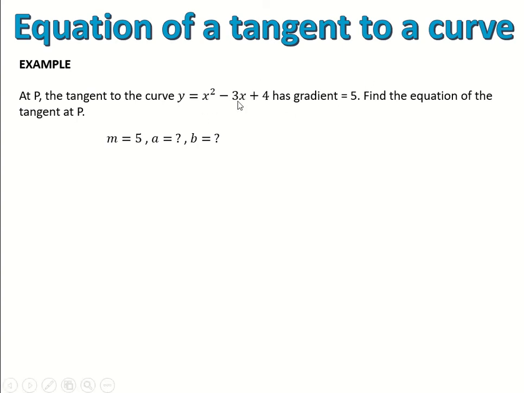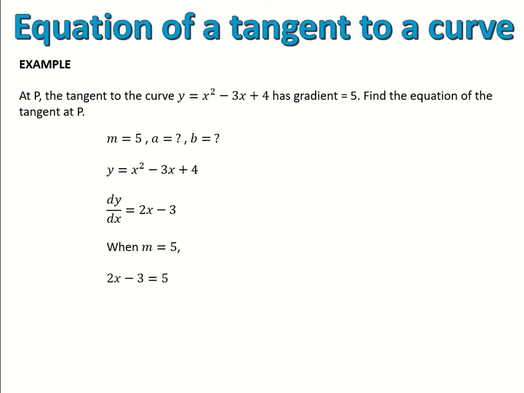Okay, if we have a curve and we have a gradient of a tangent, then we know that the connection comes from the differentiation. So we're going to start with our equation of the curve. We're going to differentiate it, 2x minus 3, and the idea this time is that we know that that equals 5 at a certain point.